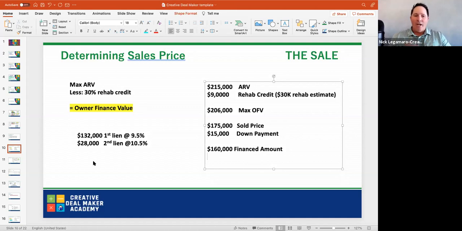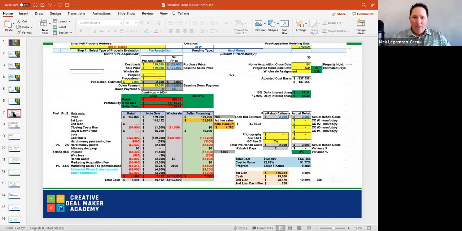Okay. So now that I know that, I go back in and I go into my modeling, and I put this information in here. If you look at these numbers, I had modeled it initially at 179, because remember, I didn't change this. I modeled this to try to figure out what my profitability would be on the deal and if I wanted to execute the contract or not.